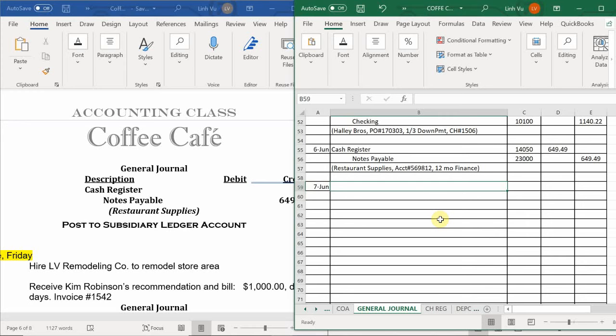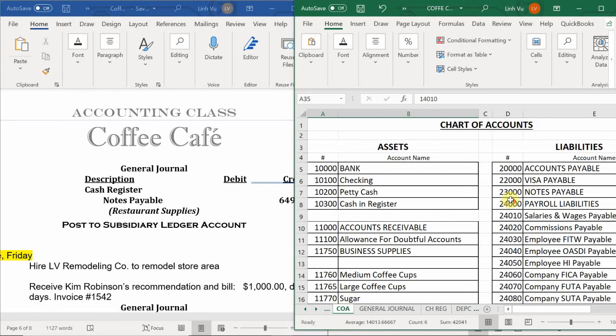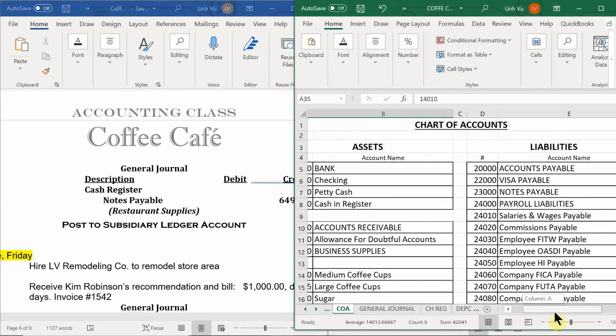Did I pay Kim Robinson? Do I owe Kim Robinson? So therefore, it's a liability. So if you go take a look at your chart of accounts under liabilities, what do you think it possibly could be?